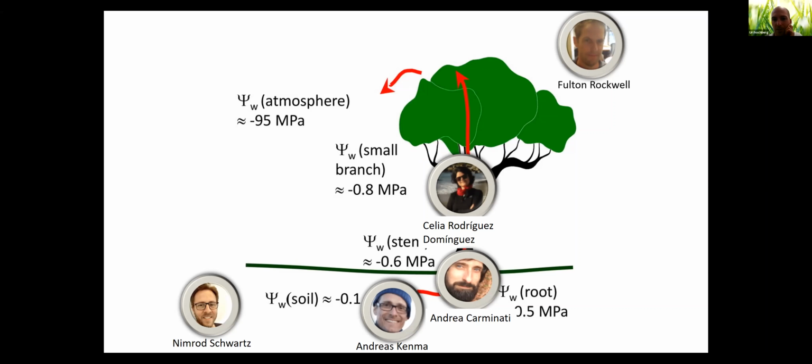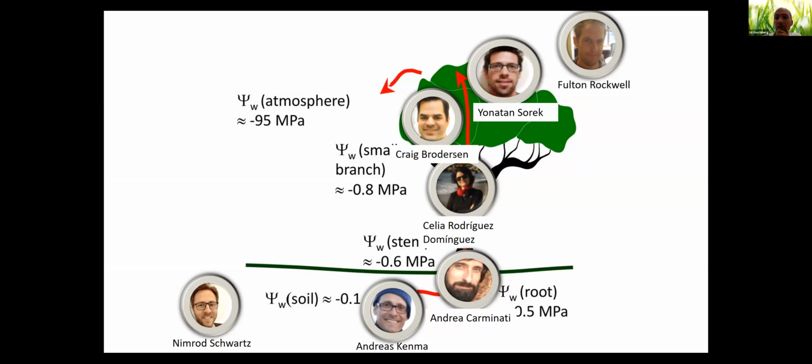After Andrea and Celia, who will start from the soil root interface and take us up to the stomata, we will have Craig Brotherson. He will speak about shoots and visualization methods, both CT and MRI, and how he can try to understand the heterogeneity of the pressure within the xylem. And last, we'll have Jonathan Sorek, a PhD student from my group, who will speak about xylem cavitation in leaves and the plasticity of it.